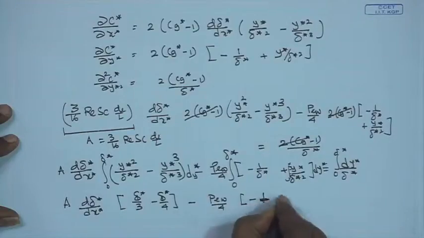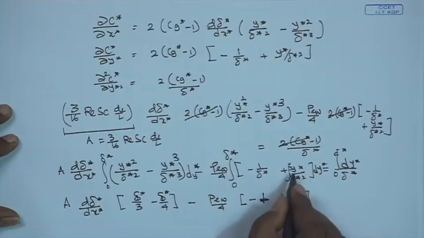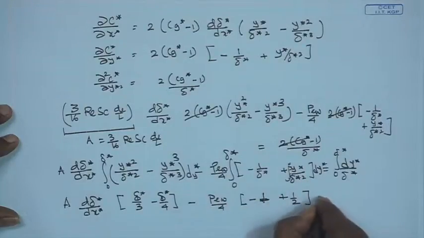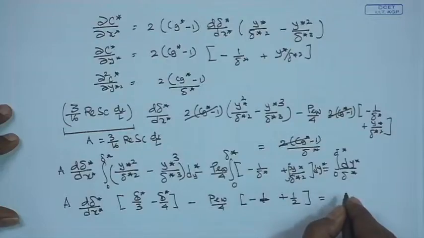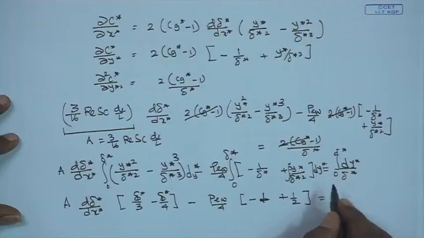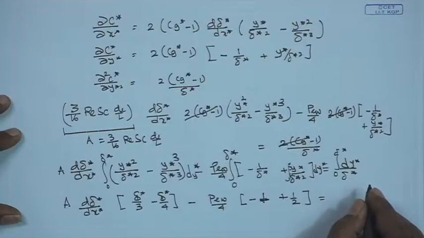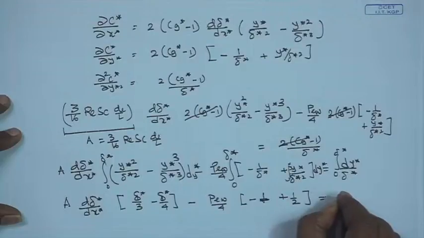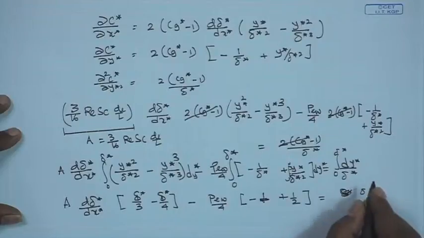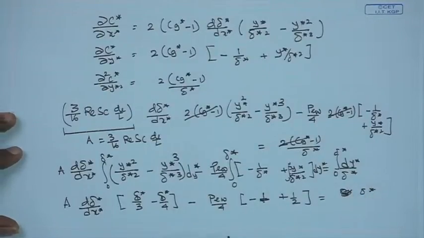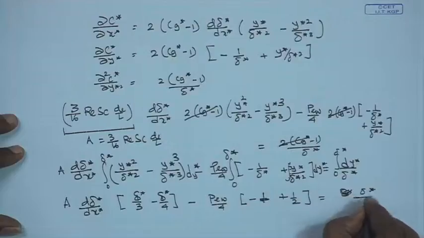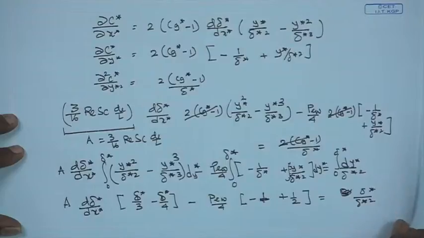minus 1 and plus half y star square by 2. So, del star will be cancelling out. So, this will be the 1, and it will be delta star by delta. So, this will be 0 to delta star. So, you will be having a delta star there. Yeah, delta star there. Now, since there will be a square, there will be 1 delta star on the right hand side.